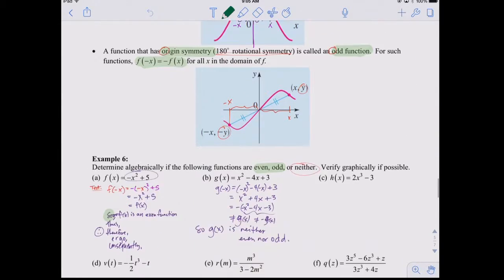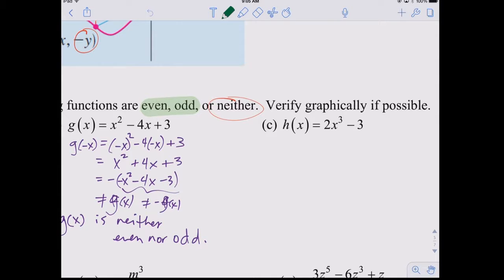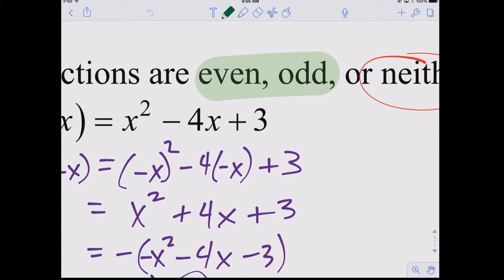2.3, example 6c, we're trying to determine if these functions were even, odd, or neither. So just to review, a function that is even, tell me about it. What are we looking for? If f of negative x equals the same as f of positive x, then that function will have what type of symmetry? Y-axis symmetry. Good. So an even function has y-axis symmetry.